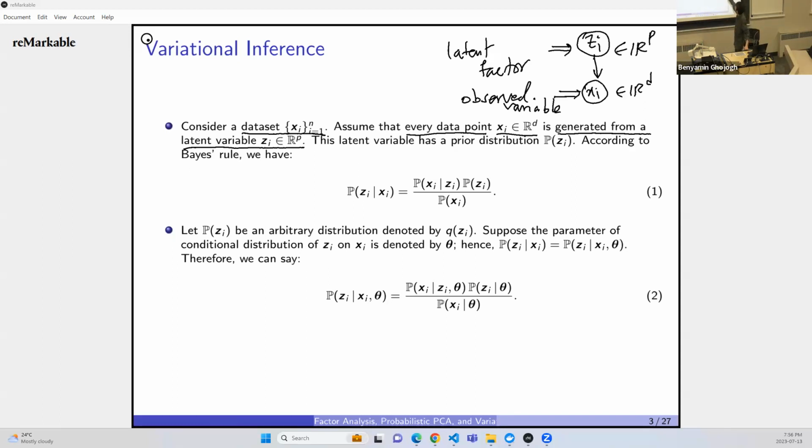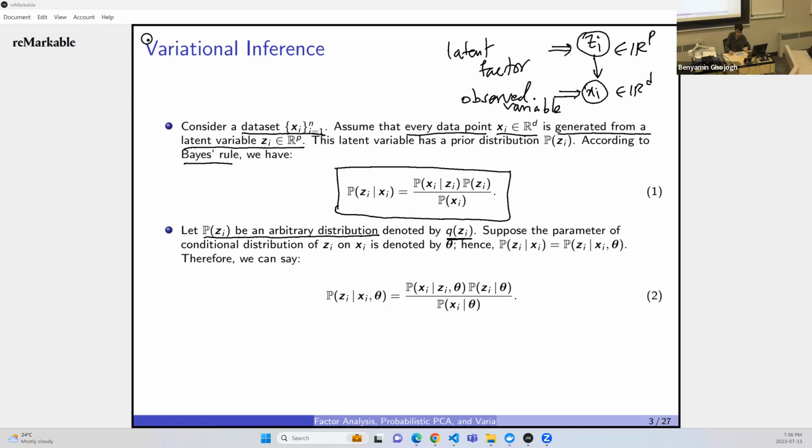Anyway, so in this model, you can see that it has a latent factor. So now let's write the Bayes rule for this probabilistic graphical model. P of Zi given Xi equals P of Xi given Zi times P of Zi over P of Xi, right? This P of Zi, let it be an arbitrary distribution, and I call it Q of Zi. So that's the prior of the latent factor, right?